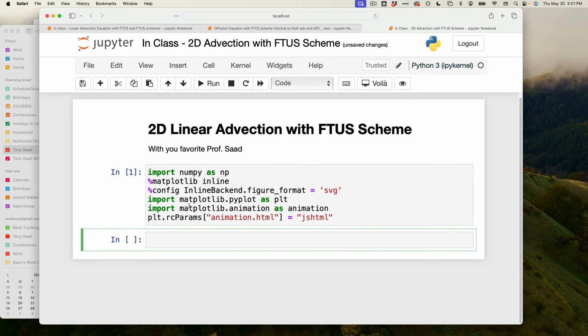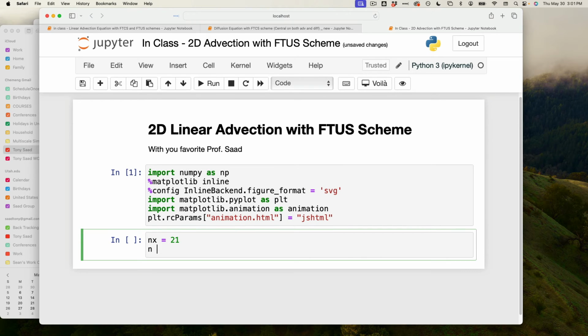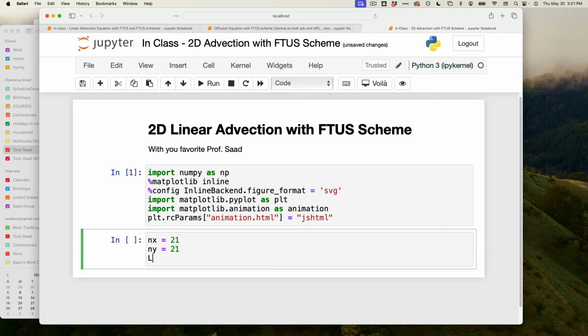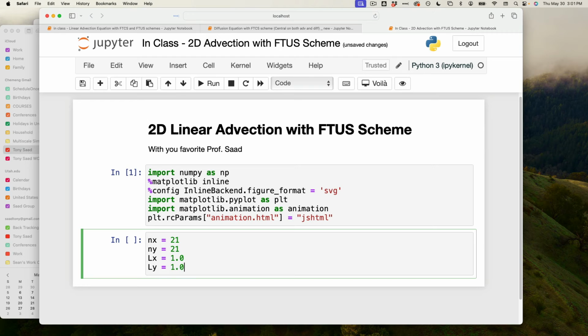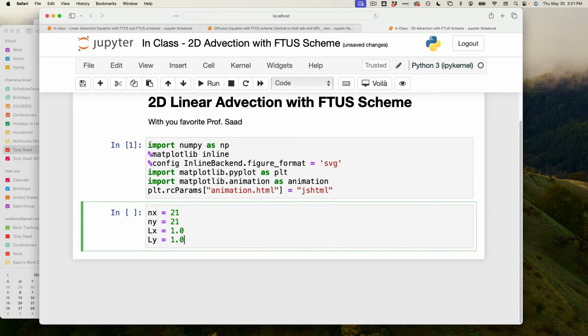It's taking a second. There you go. Okay, so where do we start? Let's just declare the number of grid points. Let's say nx is 21 grid points and ny is 21 grid points. It doesn't have to be equal, but it's always easy to start with equal grid points so you can get away with errors and mistakes. Lx, my domain length in the x direction, is 1, and Ly is 1 as well. So this is just a square.